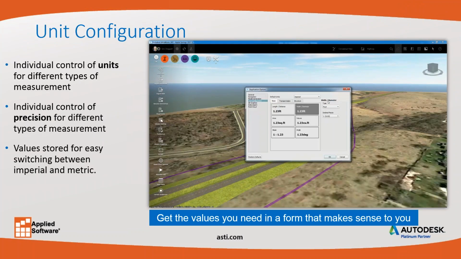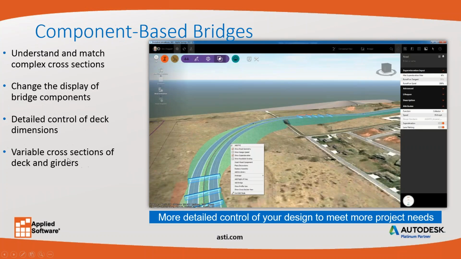And then what's really nice is this idea of unit configuration that we're going to take a look at that is part of the new InfraWorks. So that's going to be the new InfraWorks 2017.2. And then also matching complex cross sections.